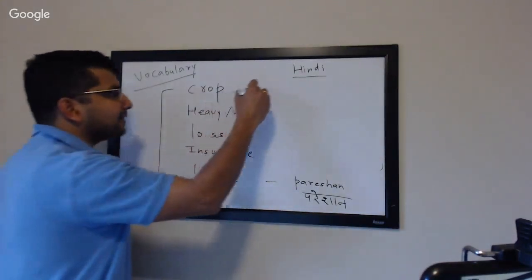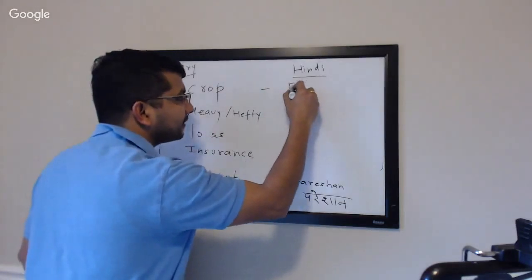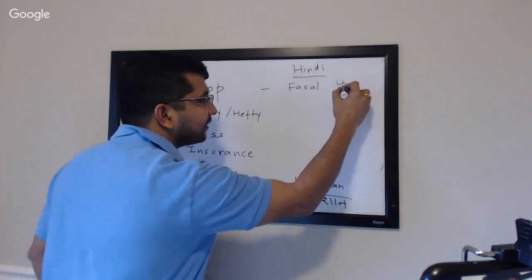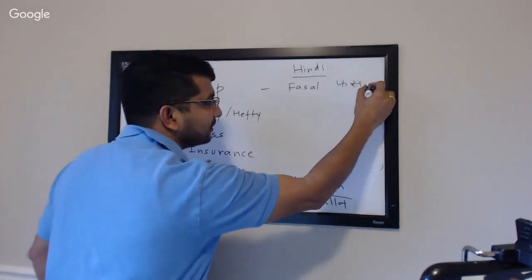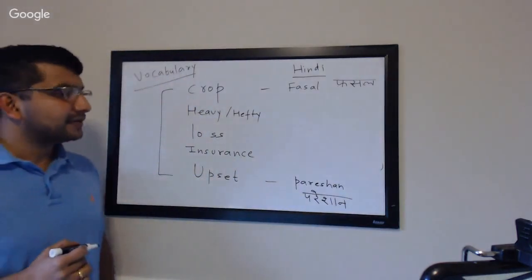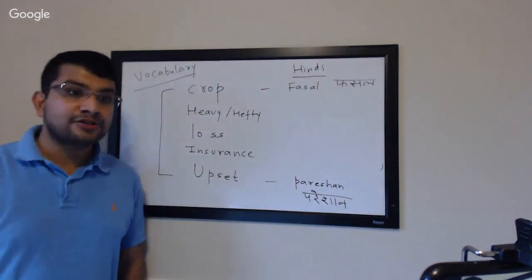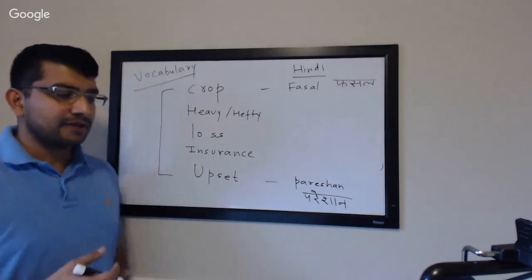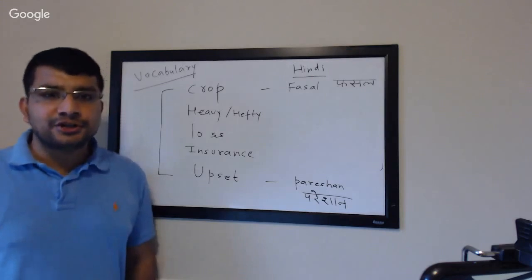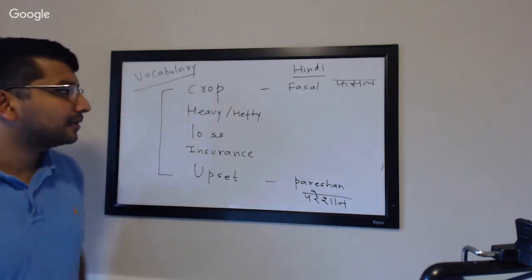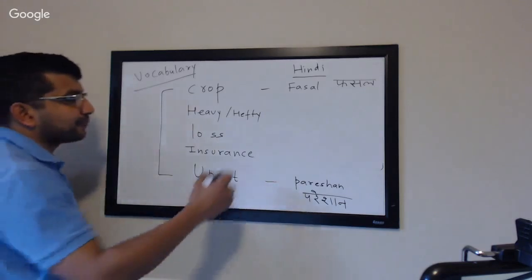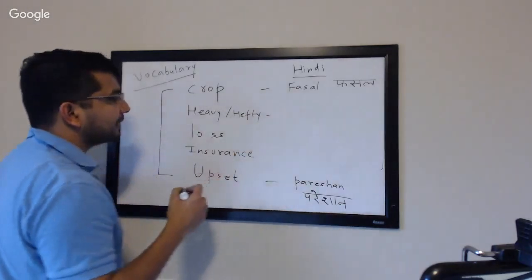Okay. Crop is nothing but fasal, and the way you write it is fa, sa, la. Okay, fasal. So, for example, let's say a farmer is talking to another farmer and he wants to say, I had a good season. He can say fasal achhi hui, that I had a good crop. Fasal achhi hui. Okay, fasal.